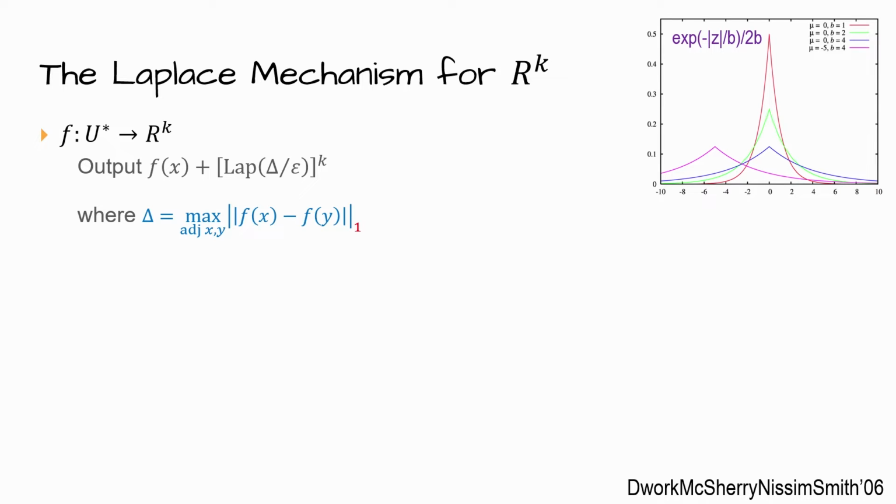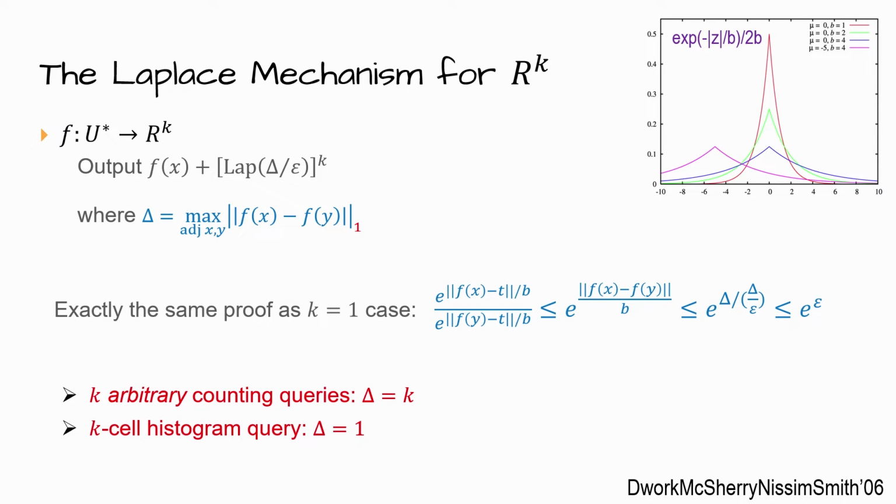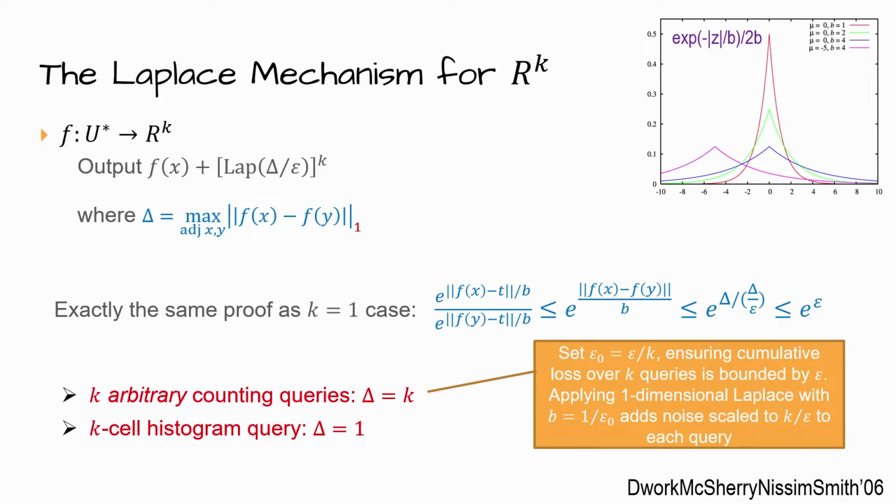What we did yesterday was we said, suppose we're looking at a function f, and we look at the maximum amount by which the data of one person can change the value of f. And we called that the sensitivity of the function, and we denoted it delta. We're just going to redefine delta now, appropriately for k, vector valued outputs. And so instead of just being the maximum absolute value of f of x minus f of y, it's the L1 norm of f of x minus f of y.